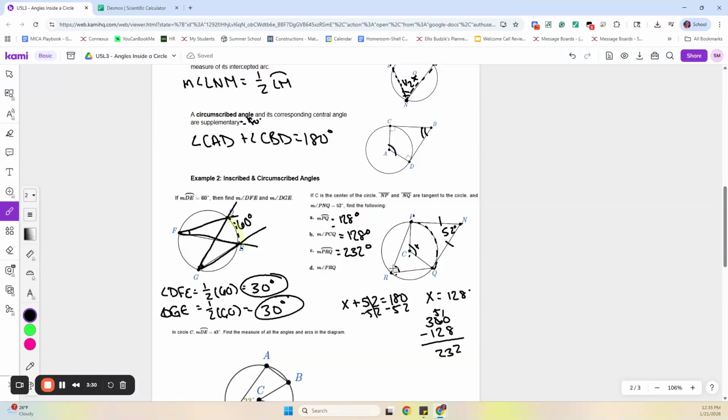And then finally, PRQ. PRQ is this inscribed angle. The inscribed angle is opening up to that first arc, which we said was 128. So for this one, I'm just going to do half of 128, and that's going to be 64 degrees here.